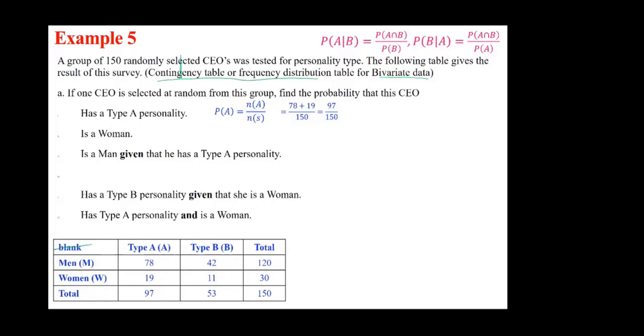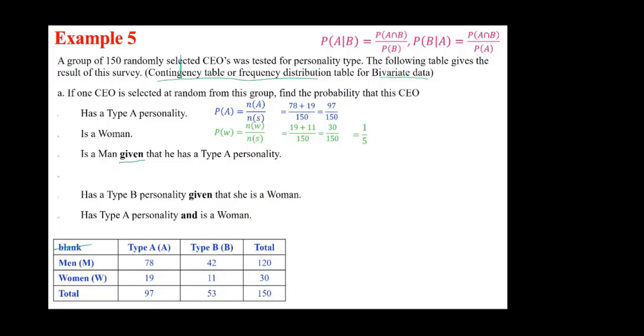The next one is also a marginal or simple probability. It's asking what is the probability that the person we select is a woman. So the probability of W is N of W over N of S. And if you have the total, as we have here, it is simply 30 over 150. But if we didn't have it, then we would add 19 and 11. That's why I want you to see how it's done, because the total many times is not given. And because we can simplify, we must.